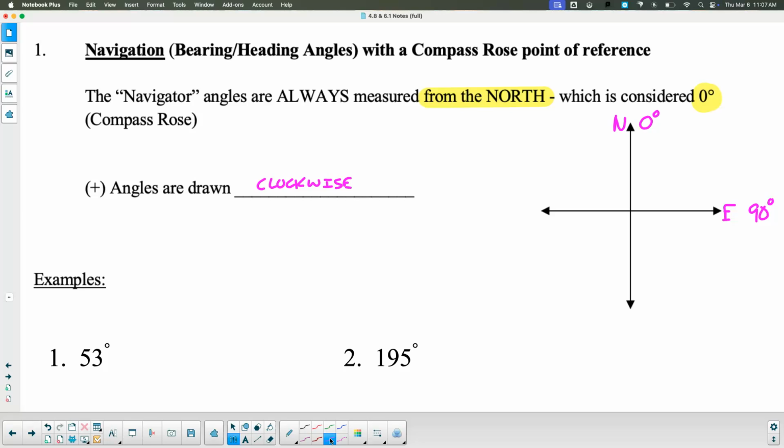Okay? Straight down would then be south. How many degrees would south be? 180. To the left would be west, and that would be 270 degrees.